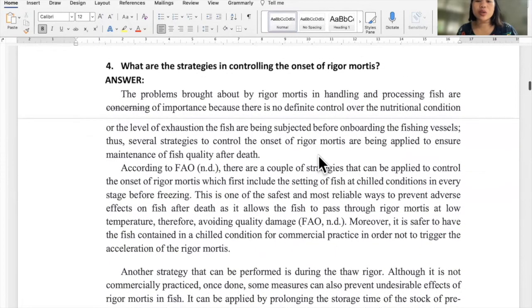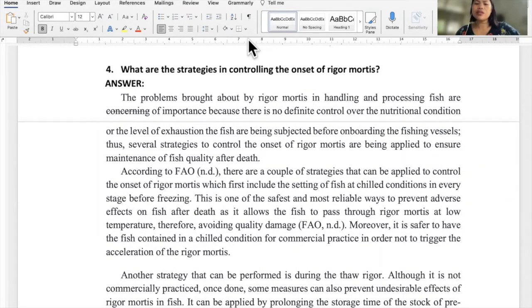What are the strategies in controlling the onset of rigor mortis? Okay, so there are a couple of strategies that can be applied to control the onset of rigor mortis, which first include the setting of fish at chilled conditions. It is important that the fish be placed in a cooled environment before it undergoes rigor mortis, and it should remain in that condition until it passes rigor mortis. Kasi it will have a better quality if nag-rigor siya na cold ang temperature ng fish.